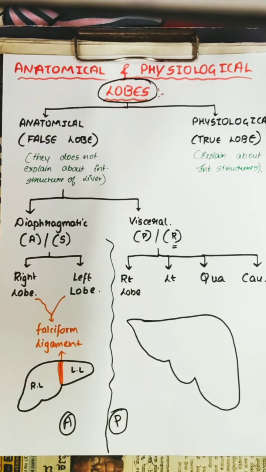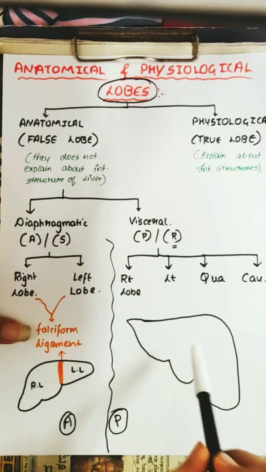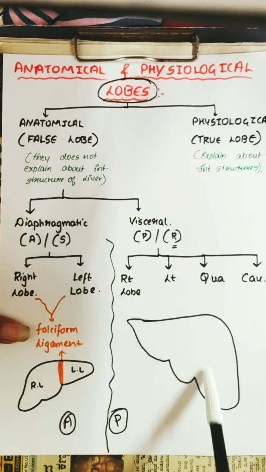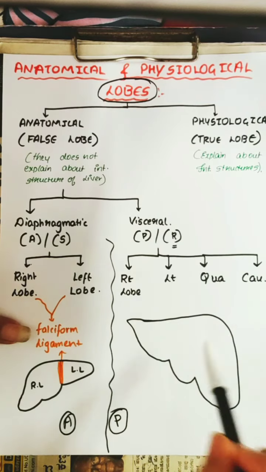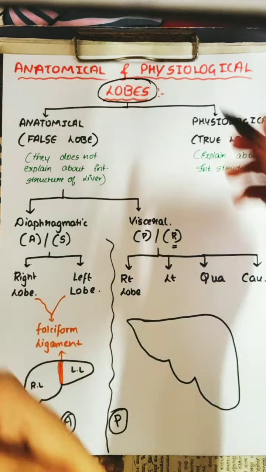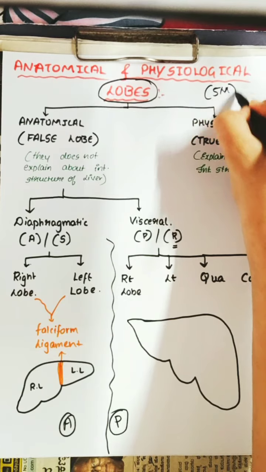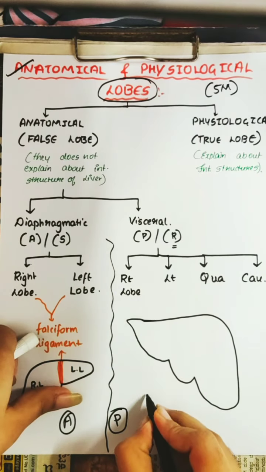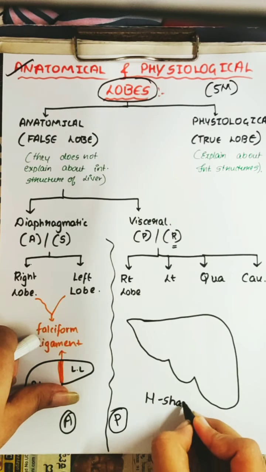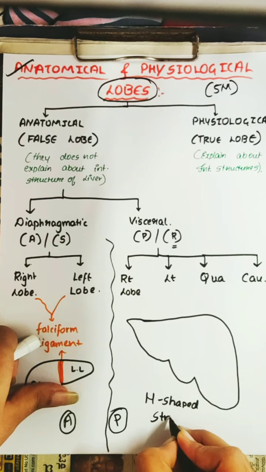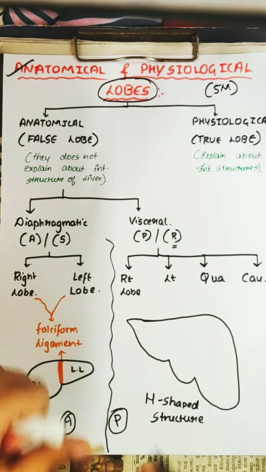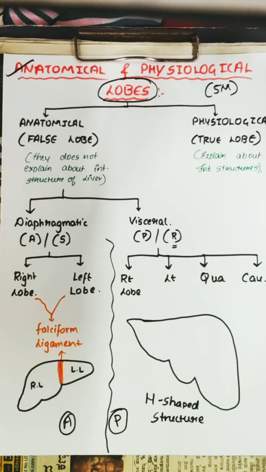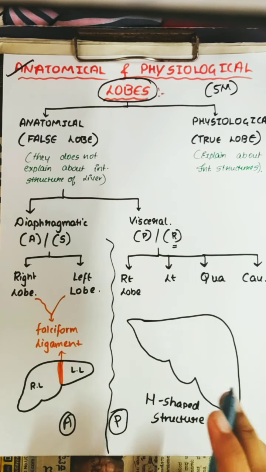If this is the liver, remember one thing, on the posterior surface of a liver there is an H-shaped structure forming. Anatomical and physiological lobes of the liver is a 5 marks question usually asked. Explain about anatomical and physiological lobes of the liver. So there is an H-shaped structure right here. What are those H-shaped structures? Remember this thing, very important.